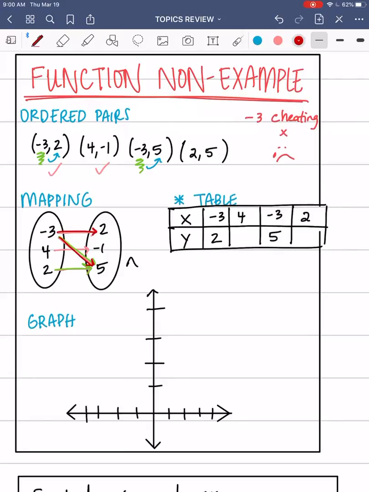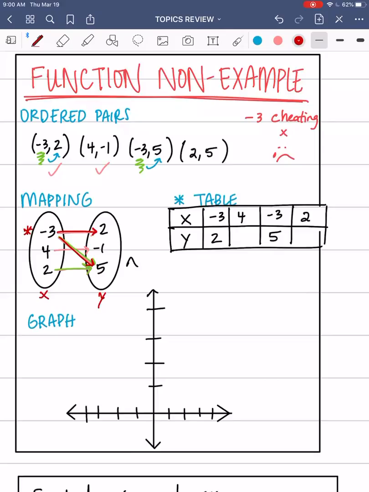The problem that we have is with -3 being mapped to 2 and -3 being mapped to 5. So -3 right here on the x side was used twice, and that makes it not a function, because if we input -3, we're not sure what it could spit out. It could spit out 2 or 5, and we want to be sure that we know what it's going to spit out.